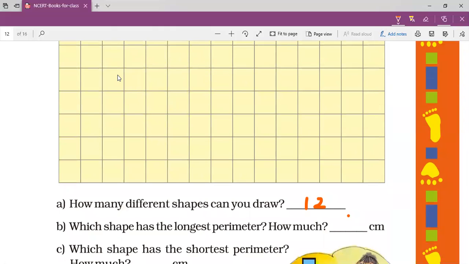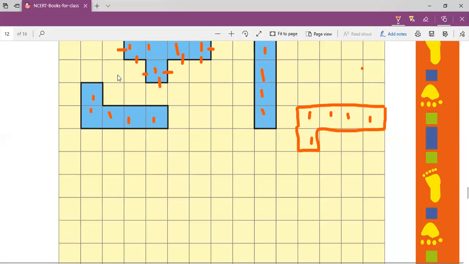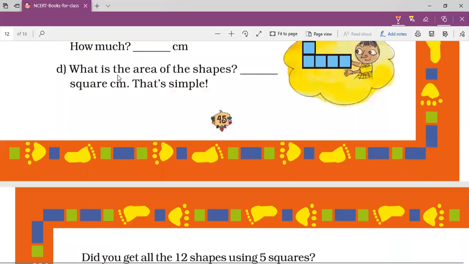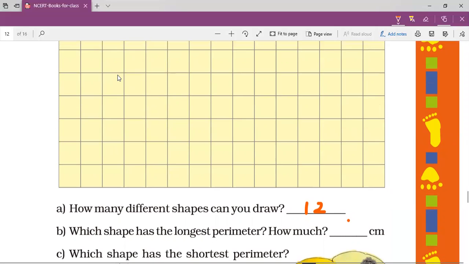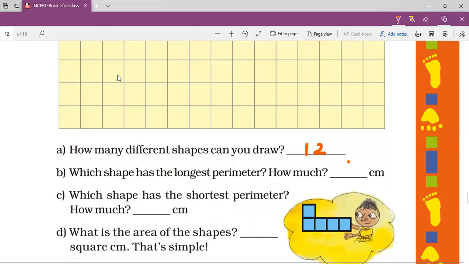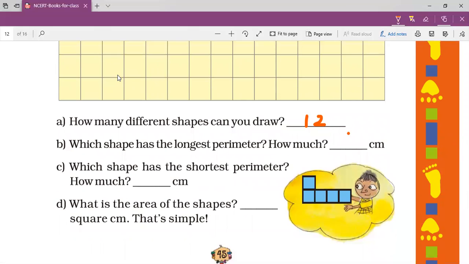So which shape has the longest perimeter and how much? You can mark all the shapes as A, B, C, D, till however many you have to draw, and then write the answer. Next, which shape has the shortest perimeter and how many centimeters? Whatever the shortest perimeter you get, you have to write there. What is the area of the shapes? So how many squares are we using for drawing the shape? We are using 5 squares. So what will be the area? 5 square centimeter.